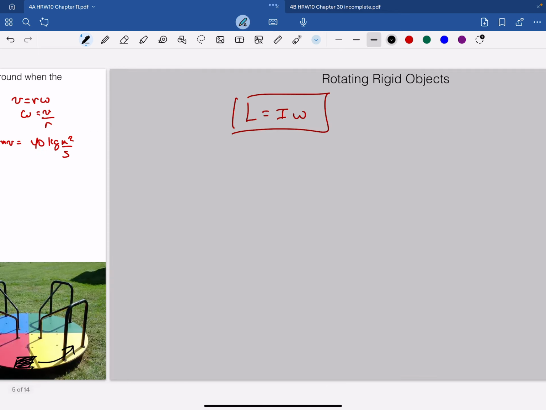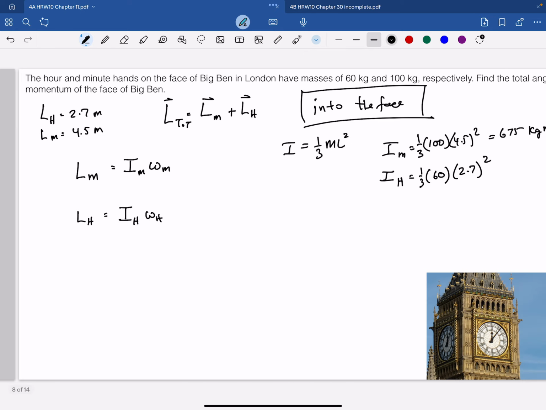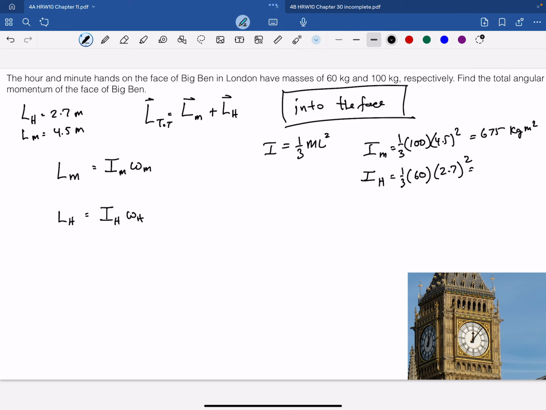Did I screw up my units over here? Nope. No, I'm good. Never mind. My brain's just playing tricks on me. And then 1/3 times 60 times 2.7 is 146. Okay, so I got those out of the way. We're good to go. Now we've got to do the angular speed of both the minute hand and the hour hand.